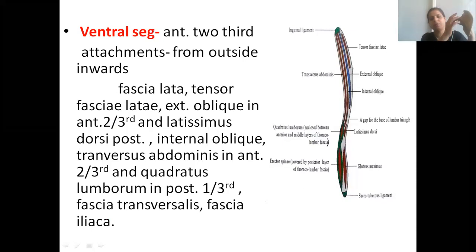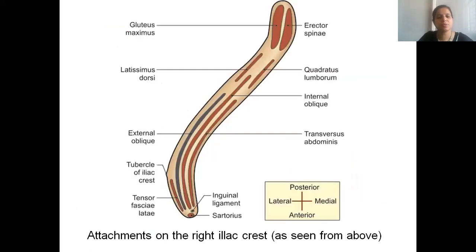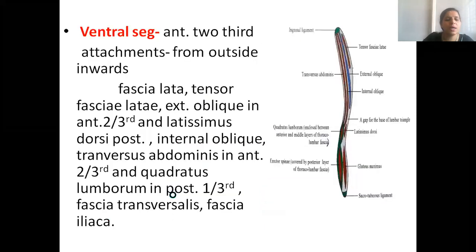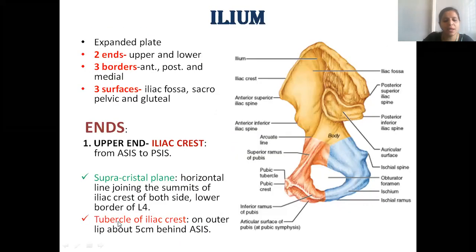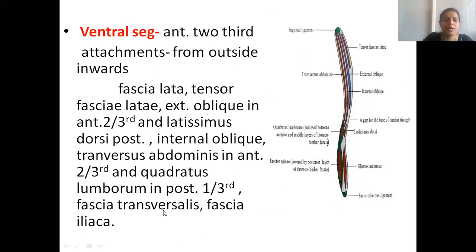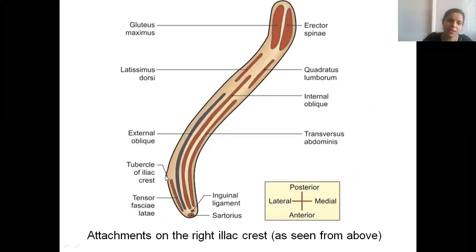It has been divided into the ventral segment and the dorsal segment. Attachments also we have studied with the help of this diagram. This is the outer lip, this is the inner lip, the anterior superior iliac spine, the posterior superior iliac spine; this is the iliac crest, isn't it? Then 5 centimeters behind, what do we have? We have the tubercle of the iliac crest, just 5 centimeters behind on the outer lip.